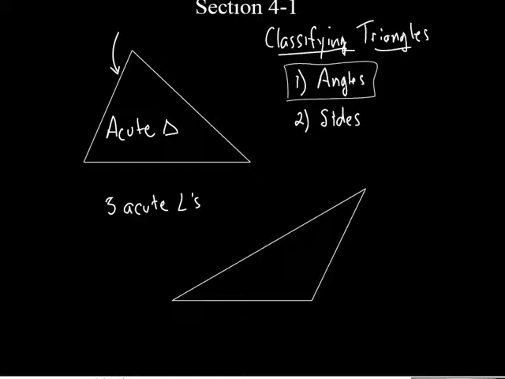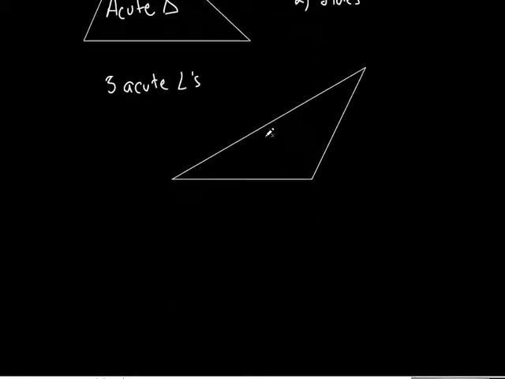So look at this triangle right here. Okay, this triangle right here. What kind of angle is this one right here? That's this one right here. That's acute. What about this angle up here? That's acute. So is that an acute triangle because there's two acute angles? No, there has to be how many to be an acute triangle? It's got to be three.